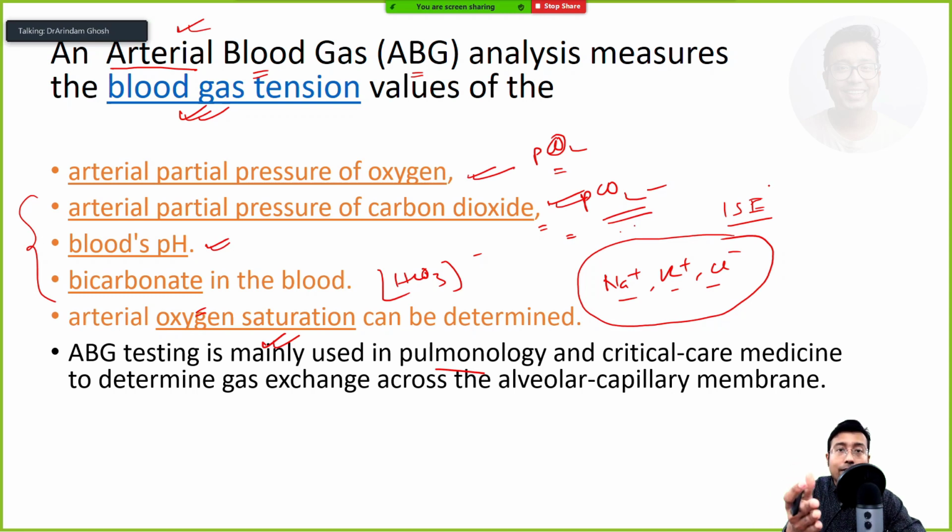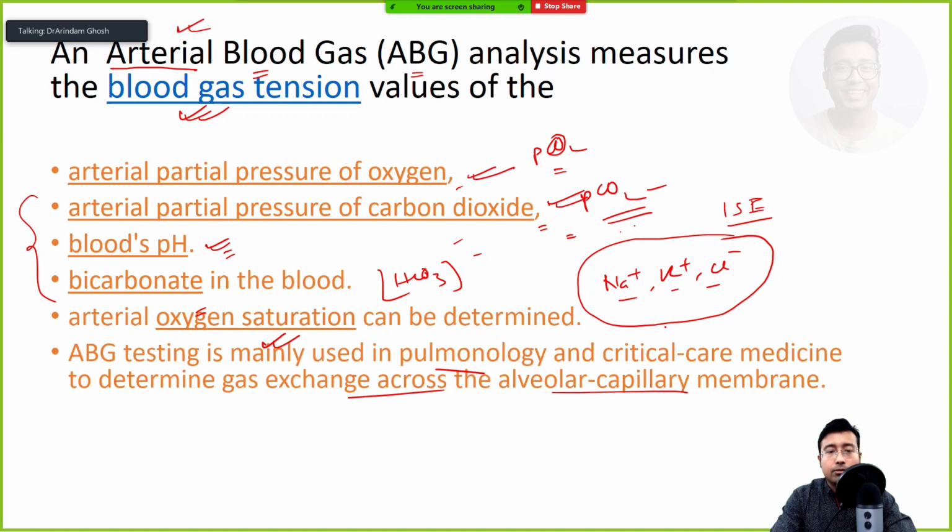Those who have gone to the central lab for the virtual tour of the central lab in the early clinical exposure, the previous class, you already saw sodium, potassium, chloride is done in a separate machine. However, we can do this in the ABG machine, but that's not essential. Essential are these: partial pressure of oxygen, carbon dioxide, and pH and bicarbonate, right? It is mainly used to determine the gaseous exchange across the alveolar capillary membrane. That is a no-brainer.